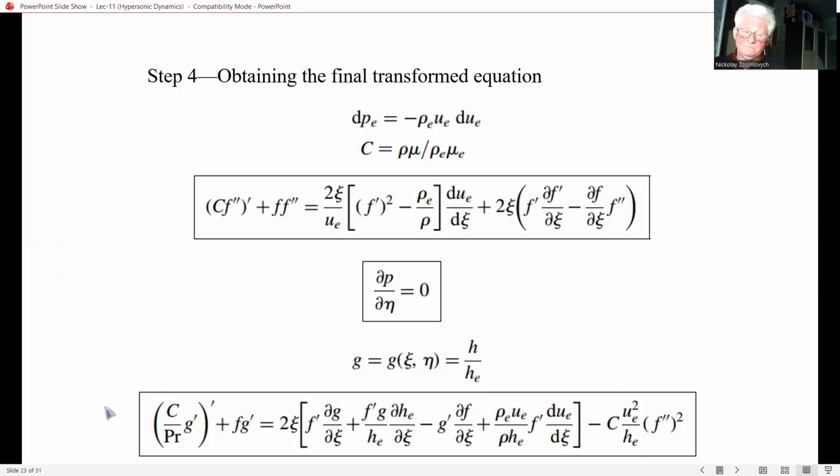Here, Prandtl number is proportional to mu Cp over K, and as before, C is the same as rho mu over rho sub E times mu sub E. By the way, in some literature, C is called the Chapman-Rubesin factor.